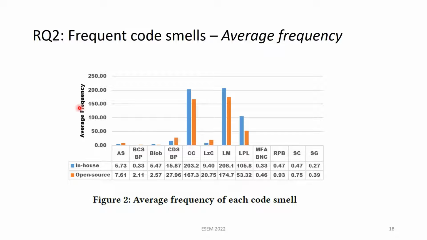Figure 2 depicts the average frequency of the occurrences of each code smell per industrial and per open source system. Like spreadness, long method tops with the highest frequency, then complex class is the second highest, and long parameter list will be the third one. Here we can find that the other issues are less frequent. If we see carefully, the average frequency seems higher in the industrial systems than open source systems.